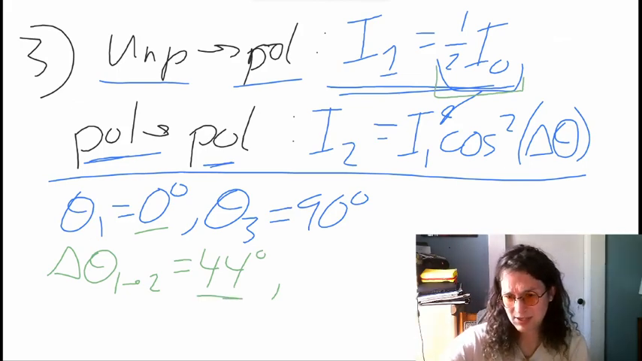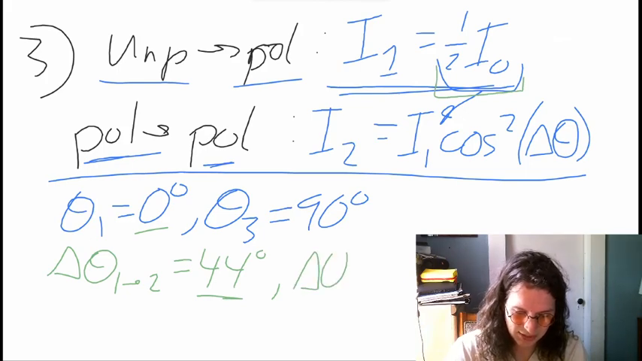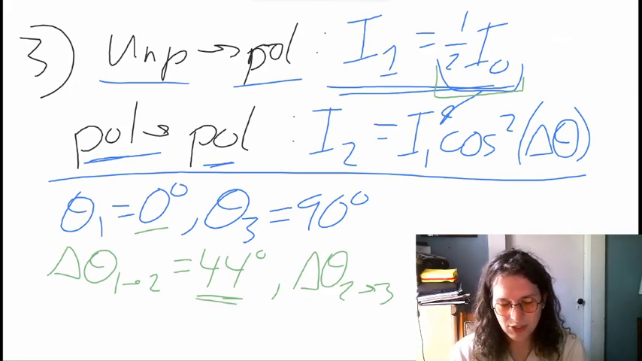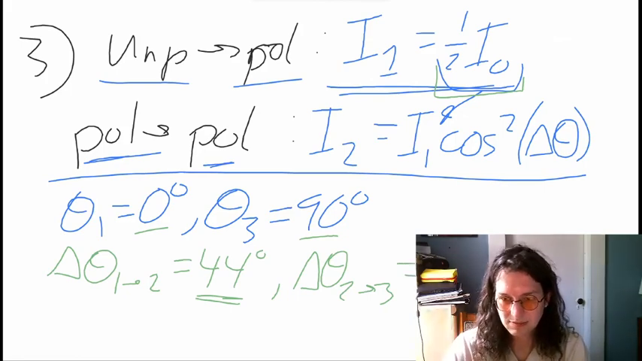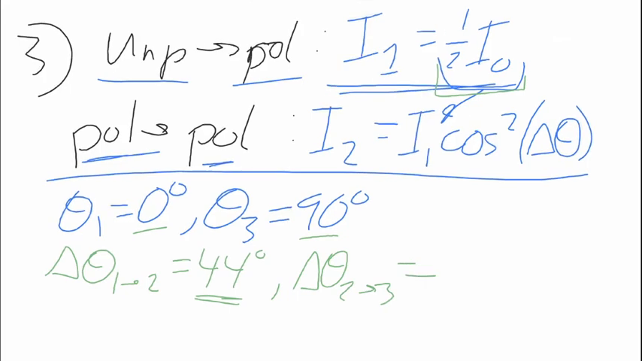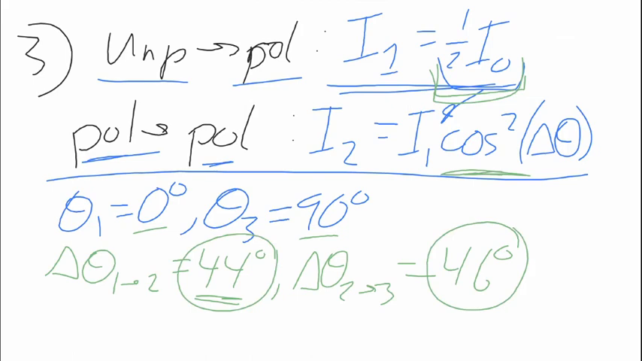And then we can just multiply by another cosine squared for our other delta theta. This is the delta theta in going from 2 to 3. Well, if our second polarizer is at 44 degrees and our third polarizer is at 90 degrees, what is the difference between those two? It's going to be 90 minus 44, so it'll just be 46 degrees. All right, so plugging this all together, we're going to have 1/2 I initial times cosine squared of this theta times cosine squared of this theta. You can just multiply all of those together, and that will give you your total emitted intensity.